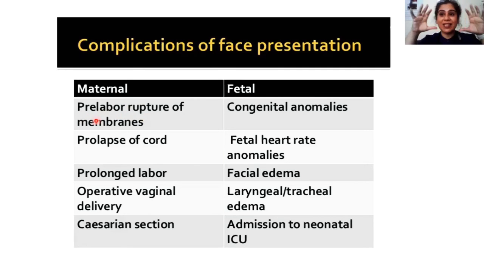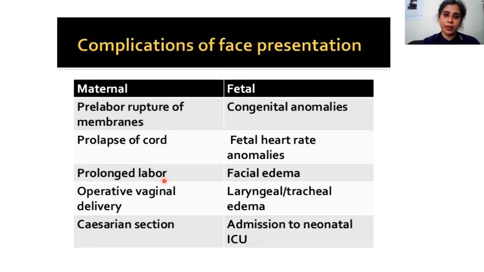Since there is loss of the ball valve phenomenon, just imagine this is the cervix and the fetal head is coming like this. So this space is empty, this space is empty. The proper ball valve phenomenon is lost here. So when the membranes rupture, even the cord can prolapse. The second complication is cord prolapse, and it is an obstetric emergency. The baby has to be delivered as soon as possible.